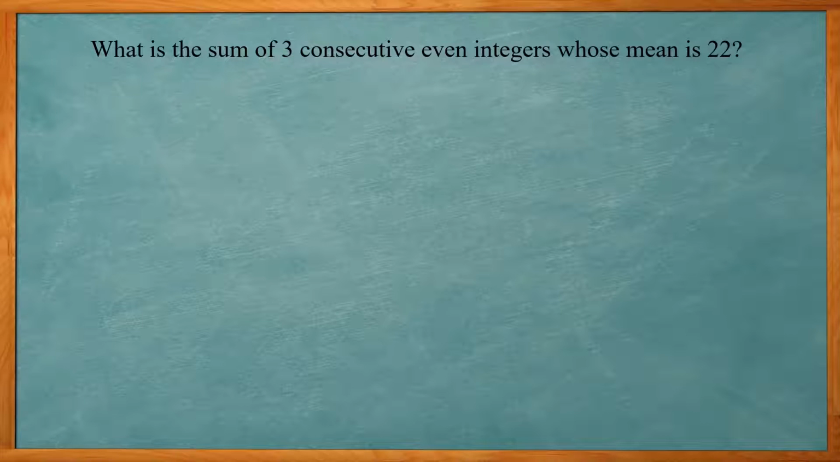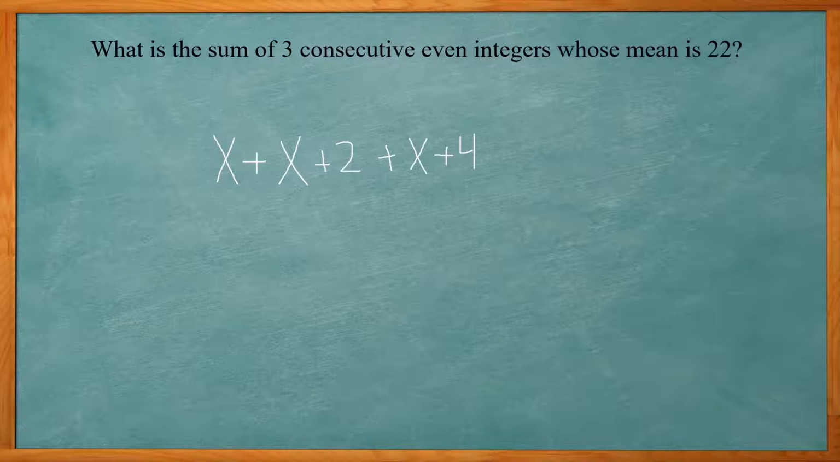Now this one says, what is the sum of 3 consecutive even integers whose mean is 22? So this is going to be x plus 2 plus x plus 4. Now this is kind of a trick question because we have 3 numbers. There would be a difference of 2 between each one because they're consecutive even integers.